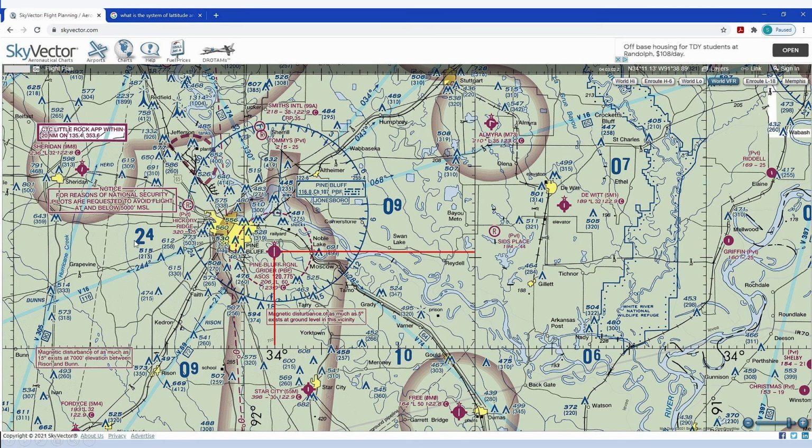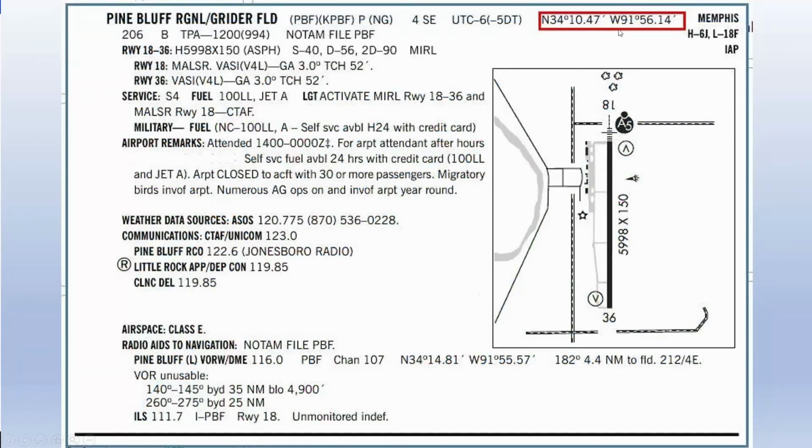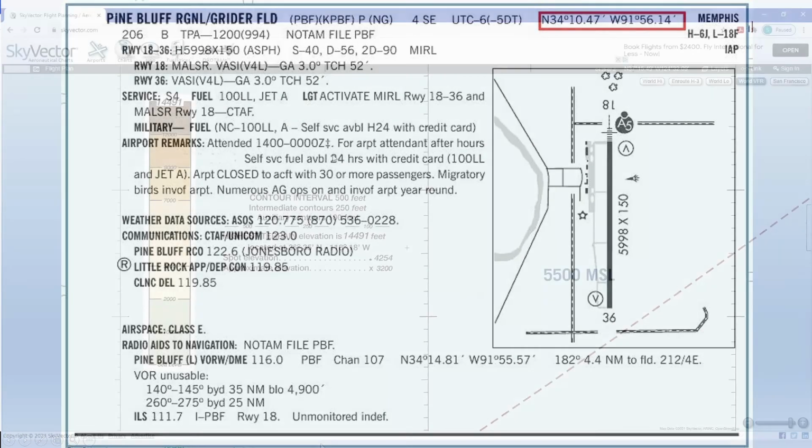And if we check with the AFD, it lists the latitude and longitude up in the top right-hand corner. It does it in degrees, minutes, and hundredths of minutes. You can actually divide minutes into seconds, but it doesn't do that. They use hundredths of minutes instead. And so we were pretty darn close: 34 degrees, 10 minutes, and 47 hundredths of a minute, and west 91 degrees, 56 minutes, and 14 hundredths of a minute.